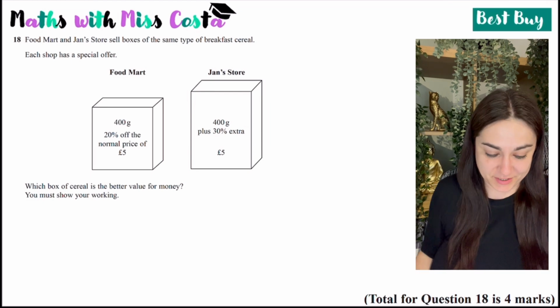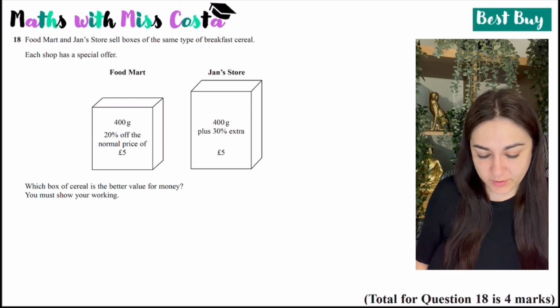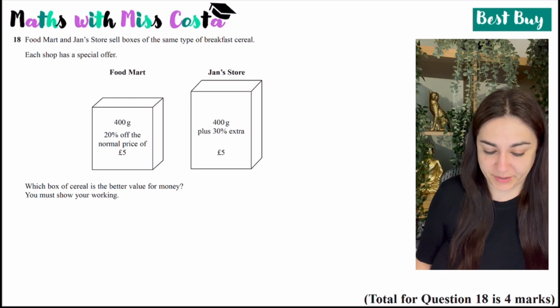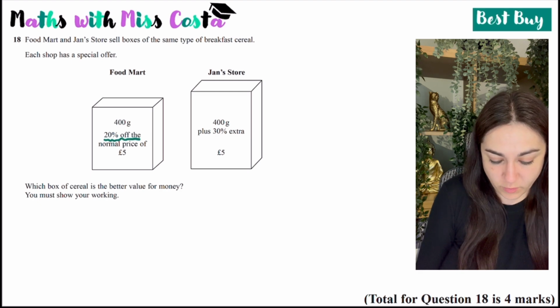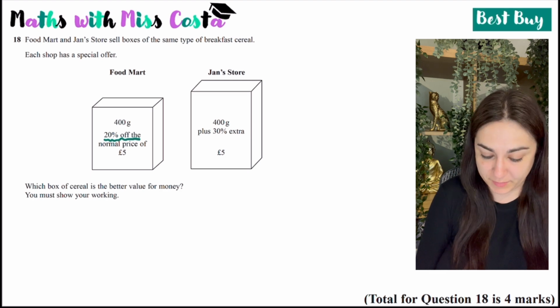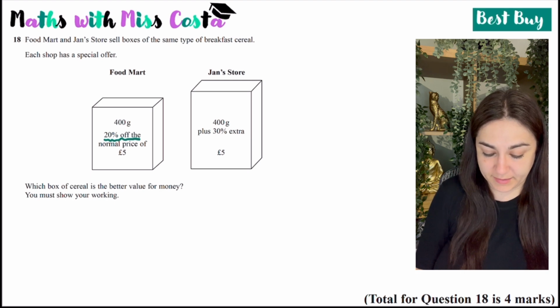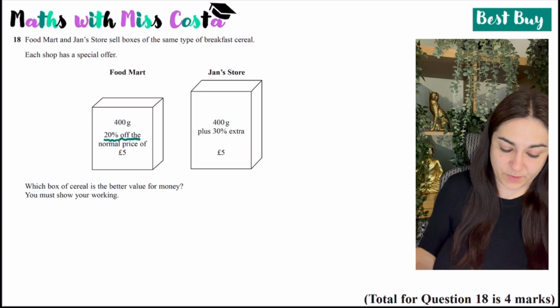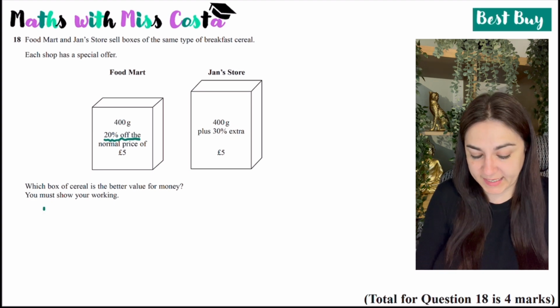Okay, so in this question, I'm told that Food Mart and Jan's store sell boxes of the same type of breakfast cereal. Each shop has a special offer. So Food Mart has the offer of a 400 gram box having 20% off the normal price, which is £5. And Jan's store has the same amount, 400 grams, plus 30% extra, which has a cost of £5. So we're going to have to do a little bit of comparison here.